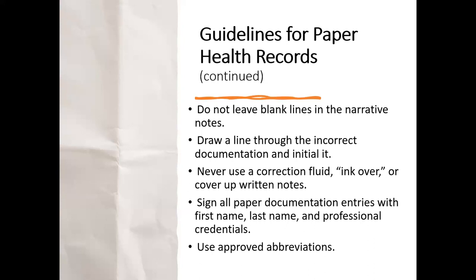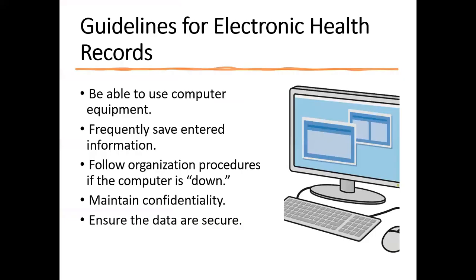If you make something incorrect, you draw a line through it and you initial it. You do not use whiteout or anything like that. You don't want to block it out so much that what was underneath can never be seen again. So, like, no Sharpies through it. You want to make sure that you sign all documentation with your first name, last name, and your credentials. And you want to make sure that you only use approved abbreviations. So if it's been a while since you've used abbreviations, and you're not sure, either look them up or don't use them. Write the word out.